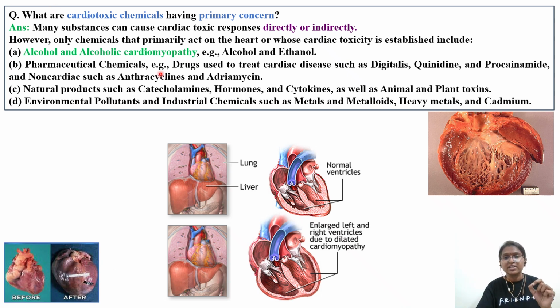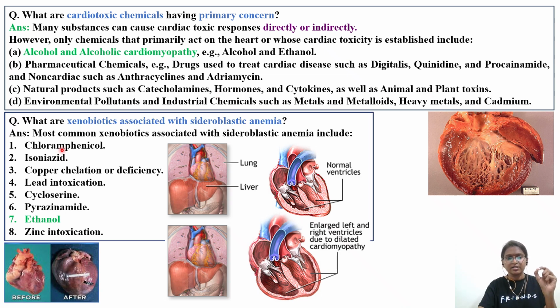Okay, so other examples apart from alcohol which are going to cause these adverse effects on the heart are, so read about, pause the video, I'm not discussing here, read about these cardiotoxic chemicals: digitalis, which acts as an inotropic agent, quinidine, an anti-malaria drug but it has anti-arrhythmic action also, procainamide, and non-cardiac drugs such as anthracyclines, adriamycin, which are having cardiotoxicity as an adverse effect. Okay, they have listed out some natural products also and some plant and animal toxins. So pause the video and read here. And here they have listed what are the metals, what are the drugs which are going to have adverse effects.